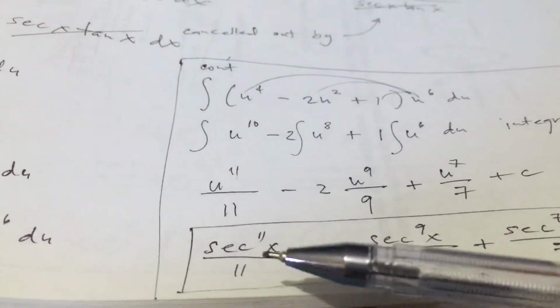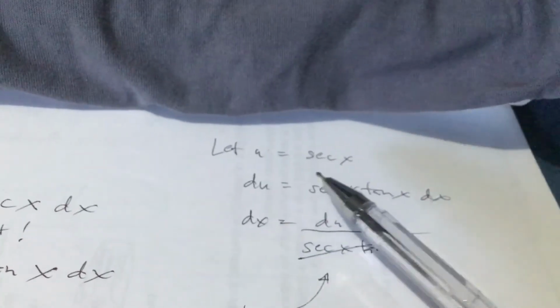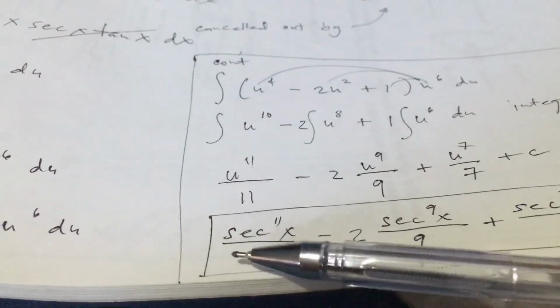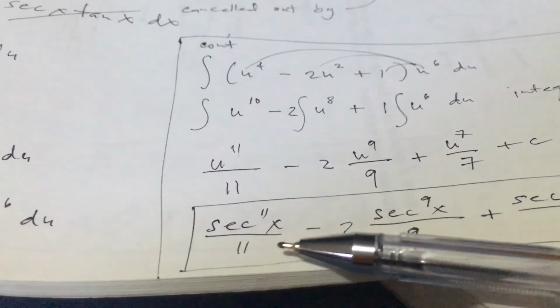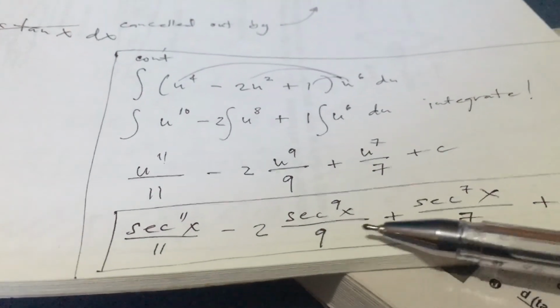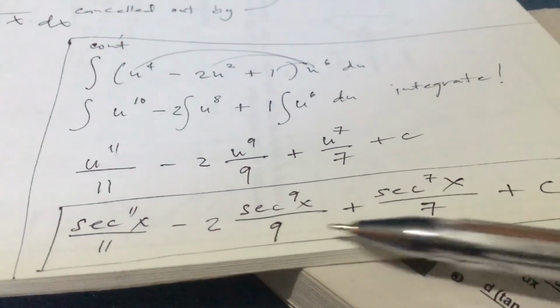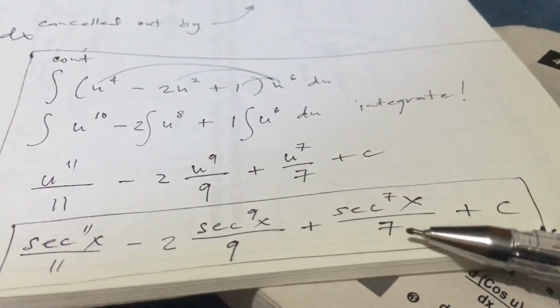And the final step would be to replace the u by using the secant. That would be our final answer: secant raised to the 11th x over 11 minus 2 secant raised to the 9th x over 9 plus secant raised to the 7th x over 7 plus C.